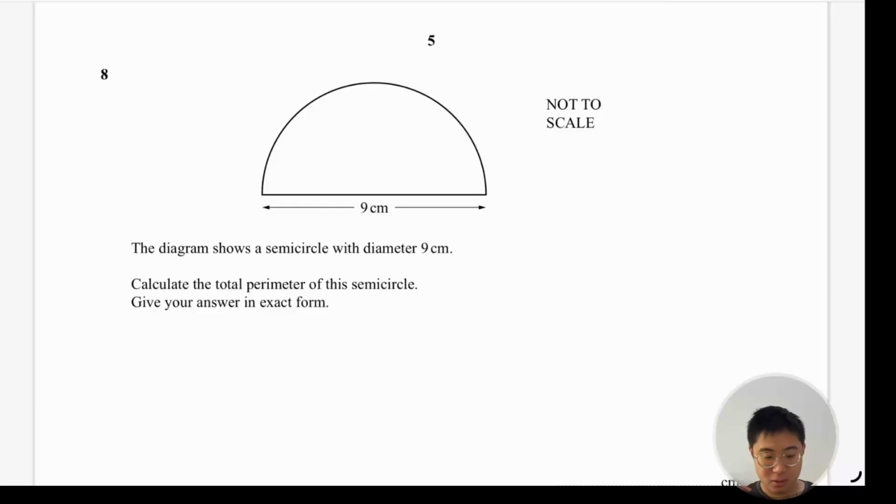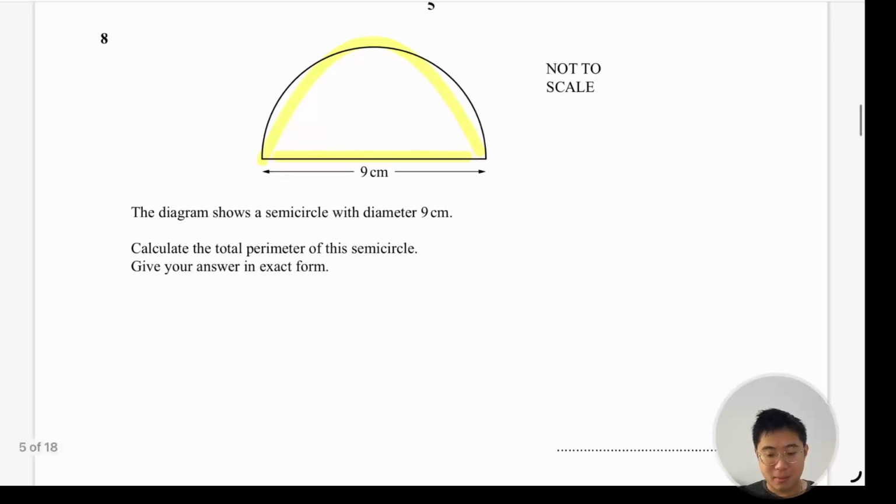Okay, question 8. Diagram shows a semicircle with diameter 9 cm. Calculate the total perimeter of this semicircle. Okay, it's a semicircle. And then they want the total perimeter. Perimeter means you want this length, which they've already given you, the straight 9 cm. And then you also want this curved length. We actually call it an arc length. So you'll be doing the arc length formula. How do we get the arc length?